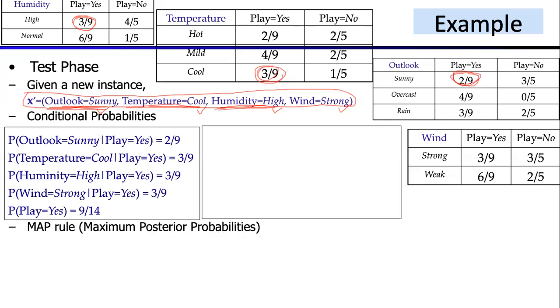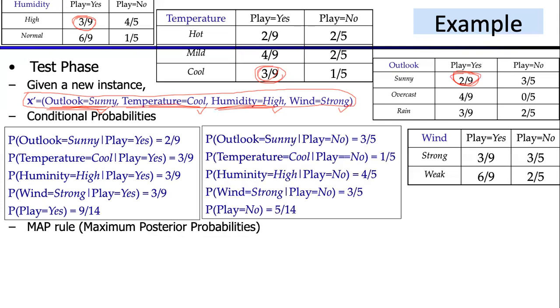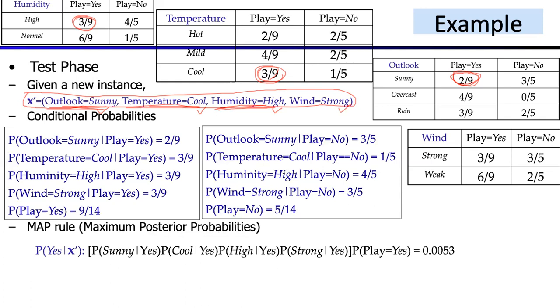Similarly, you find out the values for play equals no, because we want to find out whether the person will play or not. So you find out these probabilities for play equal to no. So these probabilities are known to you now. Now, when these probabilities are known to you, then you can find out the probability of yes given X bar or X prime, and that is the posterior probability. Okay? And that would be the product of all these with the prior of yes.